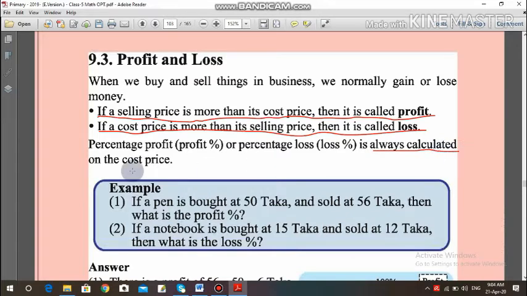On the other hand, percentage of profit or percentage of loss is always calculated, mind it, always calculated on the cost price. That means profit or loss is always calculated on the cost price. That is a question: profit or loss calculation is on which basis? The basis of profit or loss calculation is cost price. It will be a question. What is the basis of calculating profit or loss?